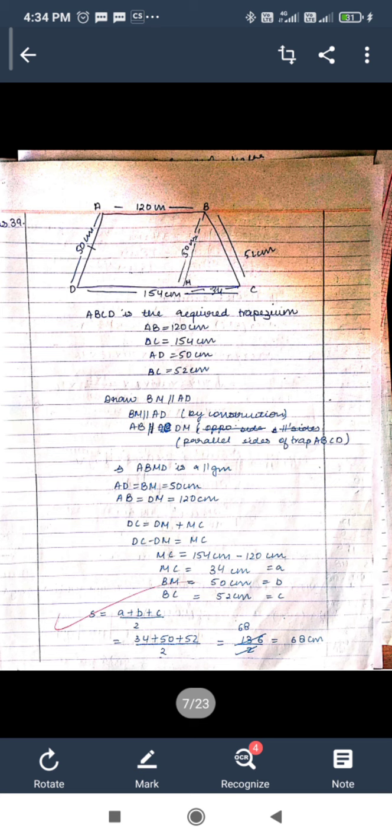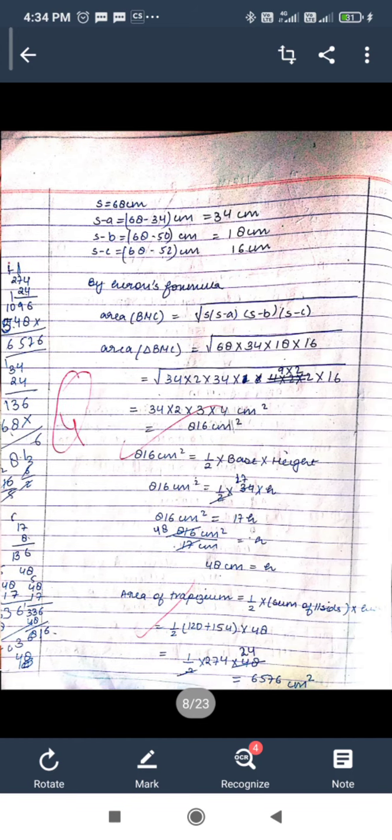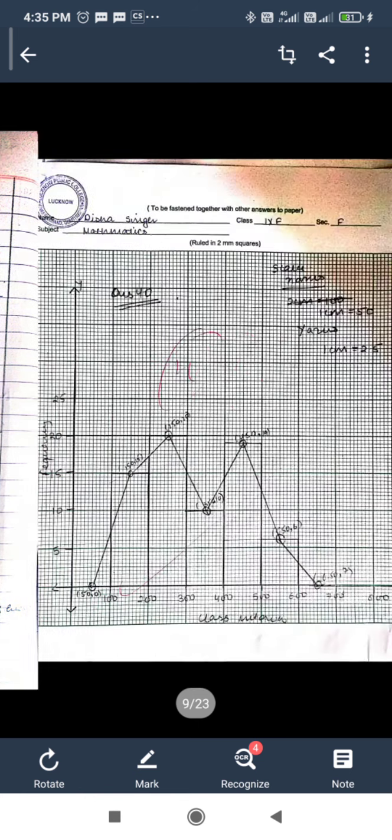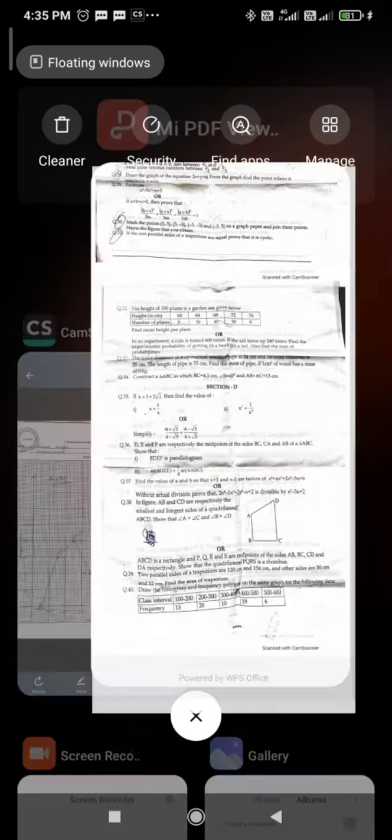So by Heron's formula we will calculate the area of triangle BMC. The semi perimeter is coming out to be 68 centimeter. So by applying the square root of s into s minus a, s minus b, s minus c, we will calculate the area, that is coming out to be 816 centimeter square. Now again we will apply the formula, half into base into height. Base we will take as 34, so we get the height, and in the similar manner we will calculate it. Okay, next question.